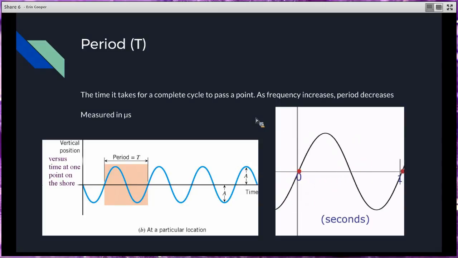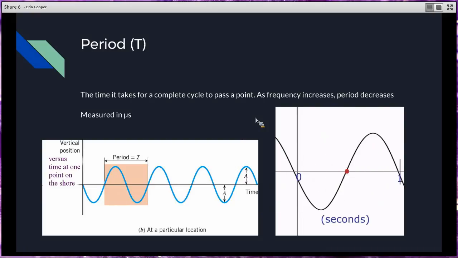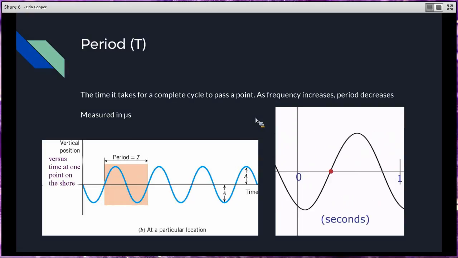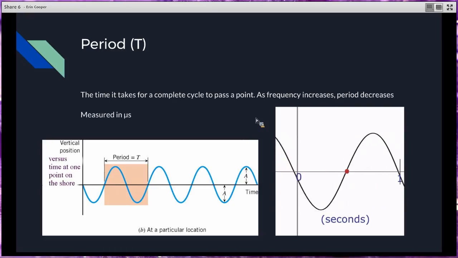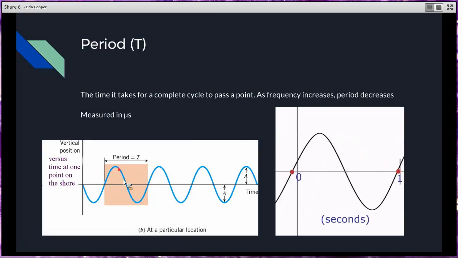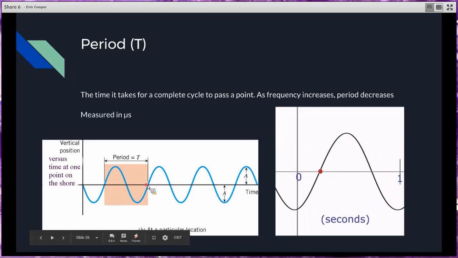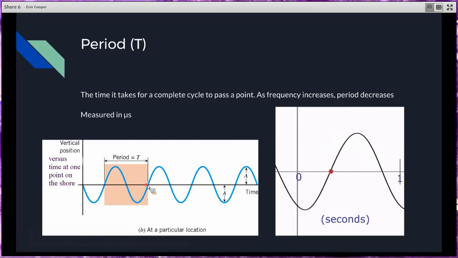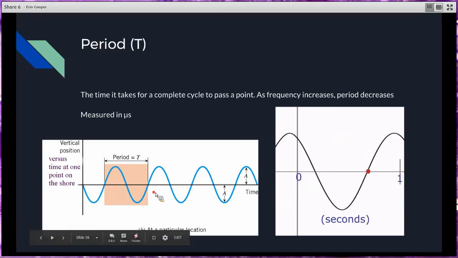And period is the time it takes for a complete cycle to pass a point. As frequency increases, period decreases. We'll cover the second sentence in just a second. We want to focus on the first one. The time it takes for a complete cycle to pass a point. So remember that a cycle is an alternation of a crest and a trough. So however long it takes for that wave to have one crest and one trough, that is the period. So the time it takes for one cycle to occur. And we're going to measure that in microseconds.